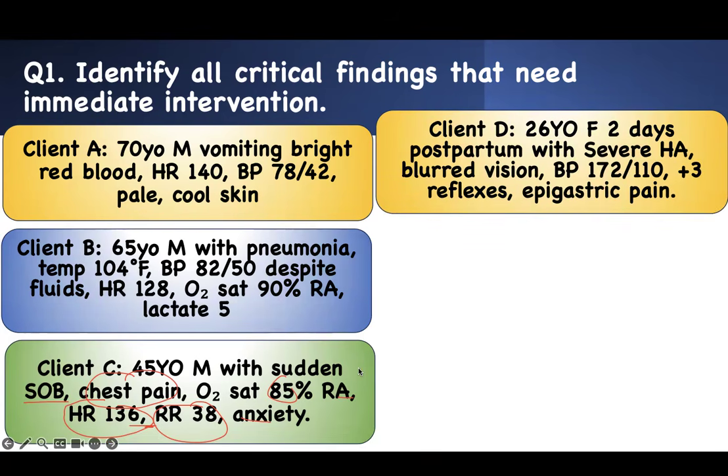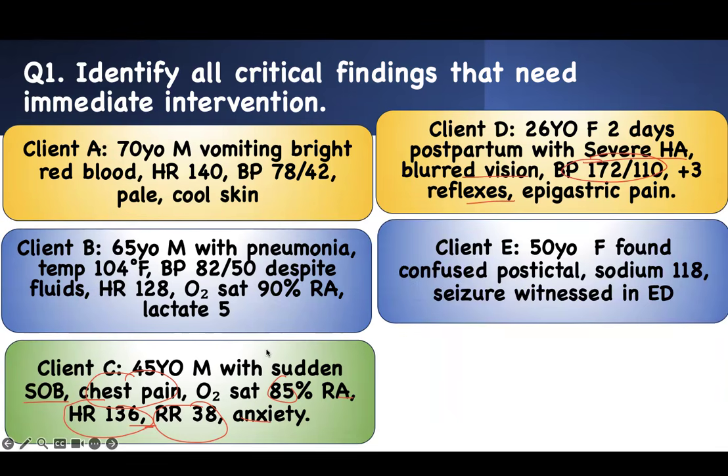Client D, 26-year-old, 2 days postpartum, severe headache, blurred vision, hypertensive, and epigastric pain. All of them are bad. With hyperreflexia, we have a problem. This patient is in trouble. He's going to have seizures. We got to do something right away. And so if they said I should pick, well, severe headache, all the neurological symptoms are bad. And hypertension is not great for this patient. Critical findings. So these are critical findings you have to pay attention to.